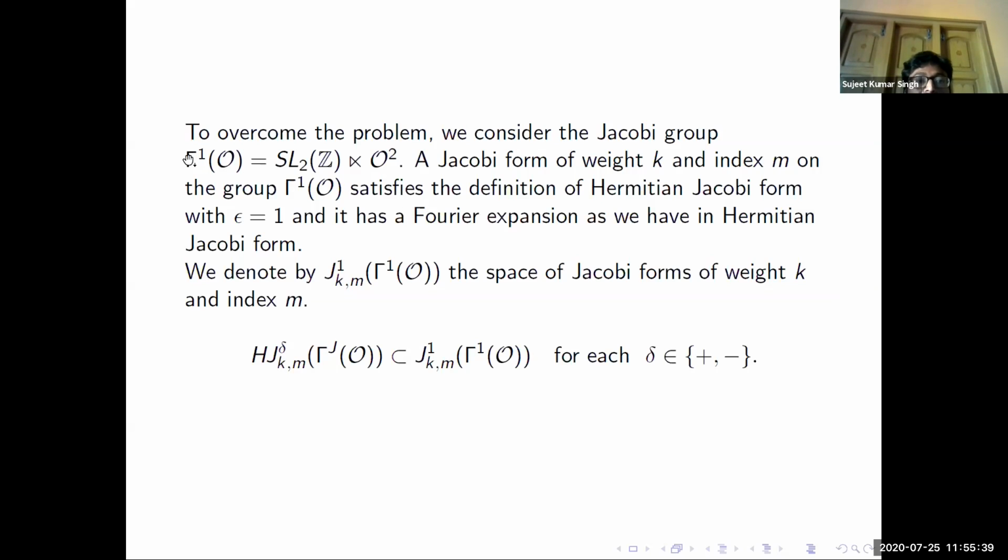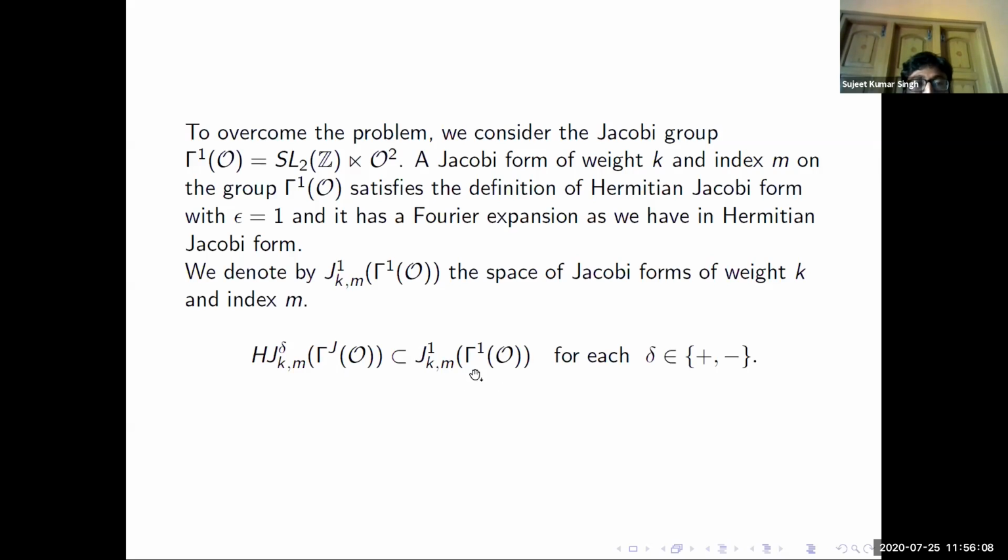We consider the Jacobi group to be gamma 1 O, and Jacobi forms for this group satisfy all the conditions of Hermitian Jacobi forms with epsilon equal to 1. There, epsilon was 1, minus 1, I, and minus I. So here we take only epsilon to be 1, and it satisfies all the conditions of Hermitian Jacobi forms. Moreover, the Hermitian Jacobi forms now become a subset of this bigger Jacobi group.